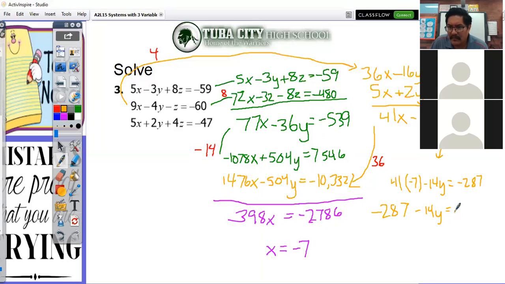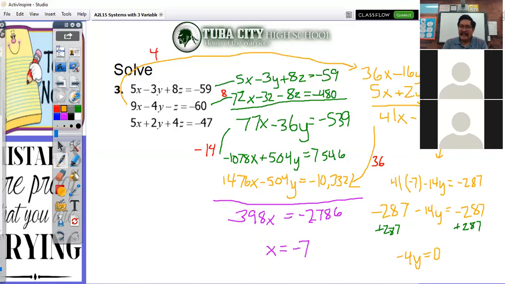Something is kind of a bit weird here because I have a 287 on both sides. Now if I add 287, I get negative 4y equals 0, because both sides got their negative 287 canceled. So what do I do with this?